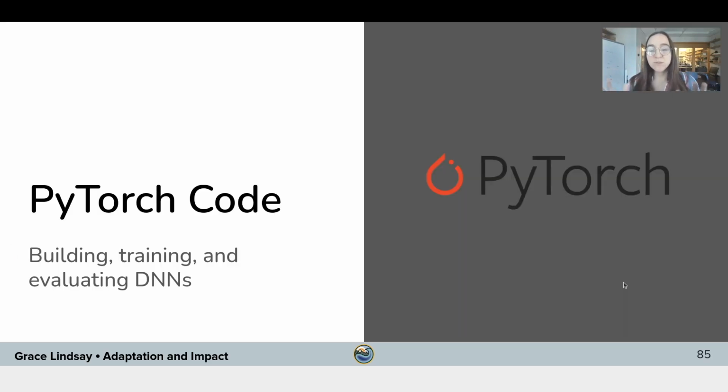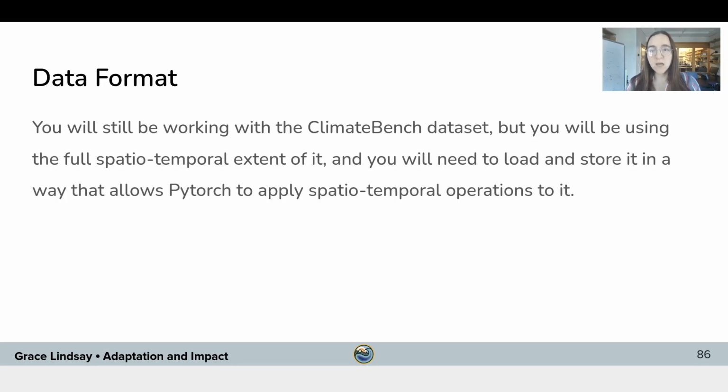And to do all of this, you're going to use PyTorch, which is a very common deep learning software library that's used across academia and industry. It has a lot of built-in tools for building these exact types of networks. So just to summarize, you'll still be working with the Climate Bench dataset. You'll be using the full spatial temporal extent of it. Previously, we were using a restricted version of the Climate Bench dataset.